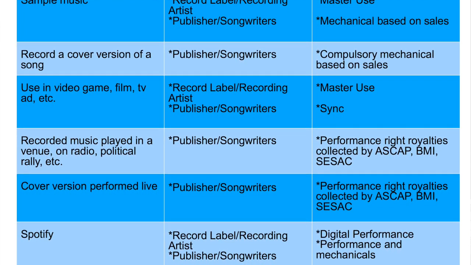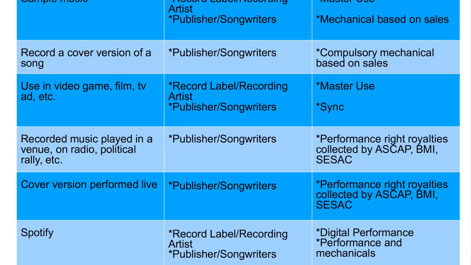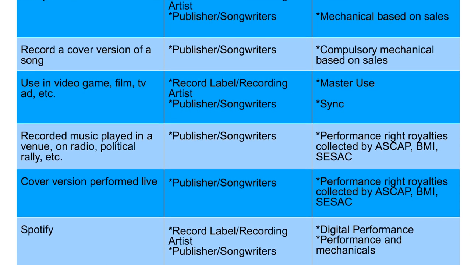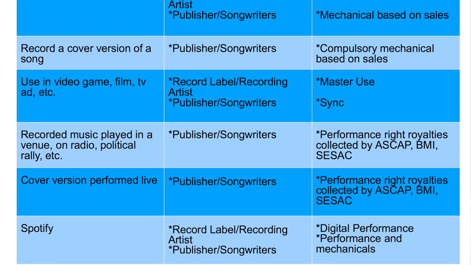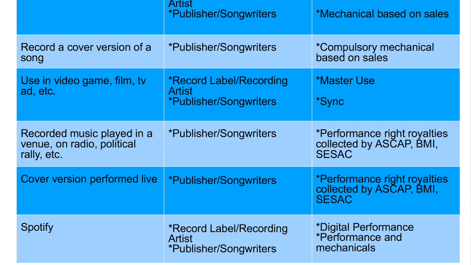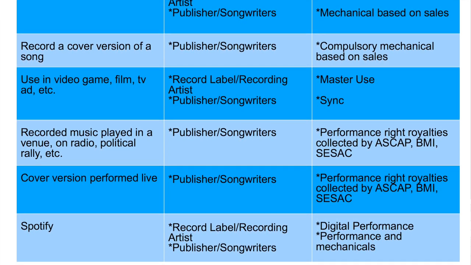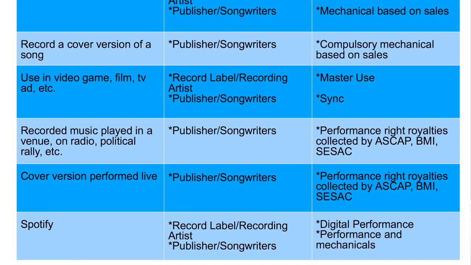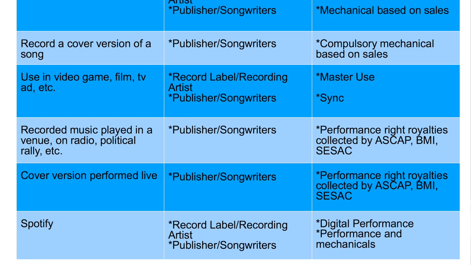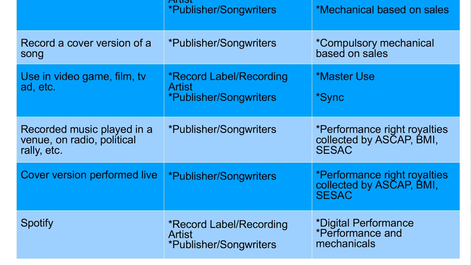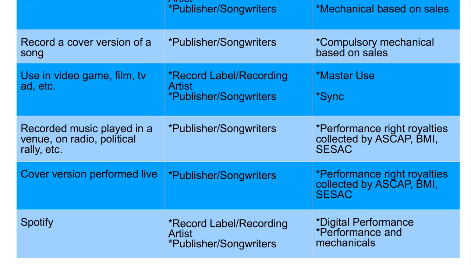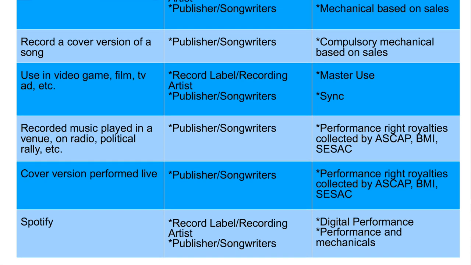Spotify, right? Who gets paid? The record label and recording artists get paid a digital performance right. So there's digital performance rights for Spotify, for YouTube, for Pandora, for satellite radio, whatever, online radio. And that's a digital performance right collected by SoundExchange. And who also gets paid? Publishers and songwriters get performance and mechanicals. In this instance, they get performance and mechanicals when their music is played or streamed on Spotify. So that gives you a sense of that.